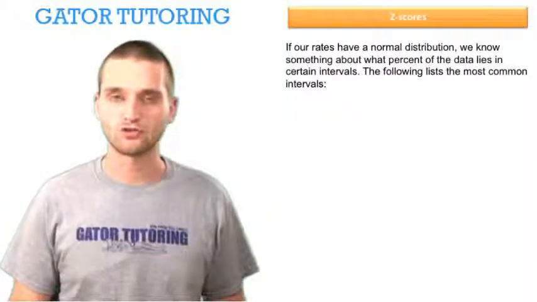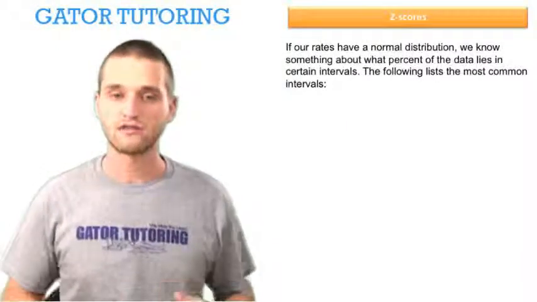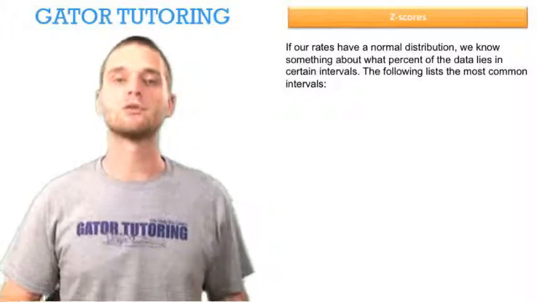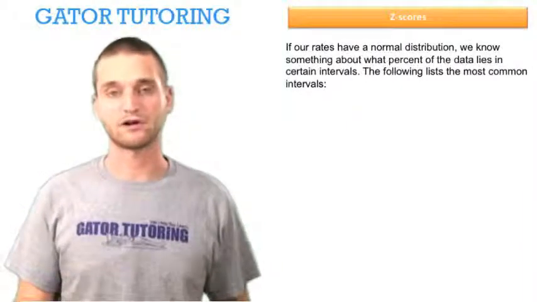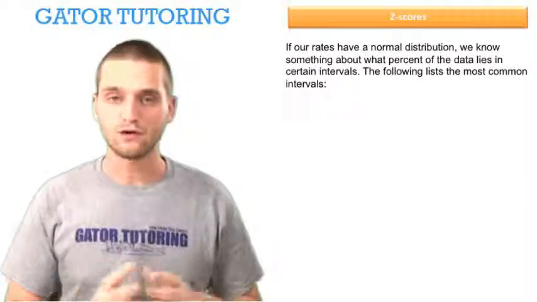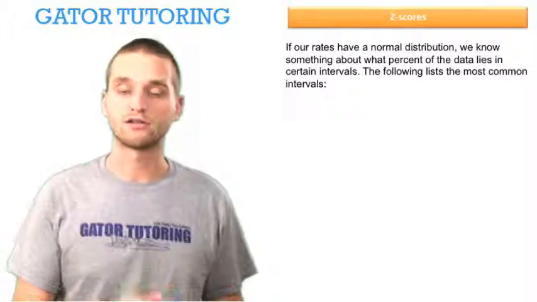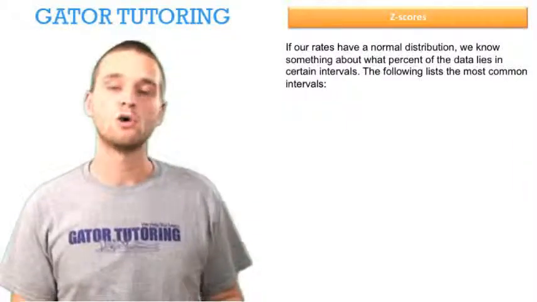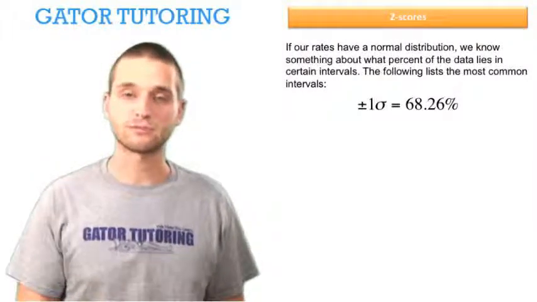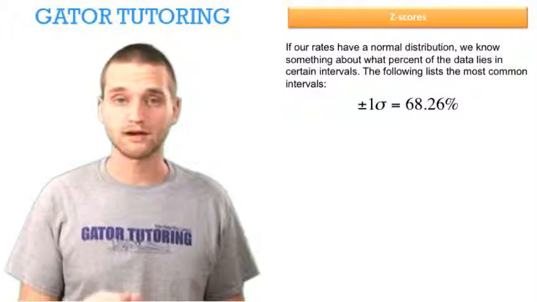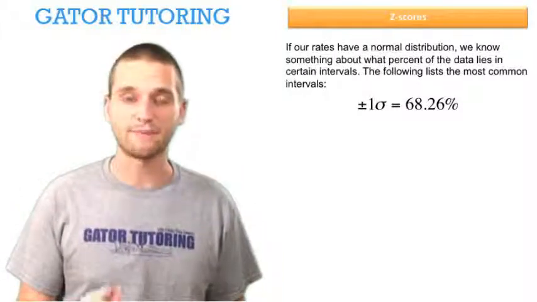If our rates have a normal distribution, we know something about what percent of the data lies in certain intervals. The following lists the most common intervals. So if we're making a prediction about the future, and we say our best guess for what our rate of return is going to be is 10%, well, we don't know for sure it's going to be 10%. There's some uncertainty there. But if we say that our rates of return are distributed normally, we can say, well, yeah, we think it's going to be 10%, but we're also 68.26% sure that the actual rate of return is going to be somewhere in the interval plus or minus 1 standard deviation around that mean of 10%.